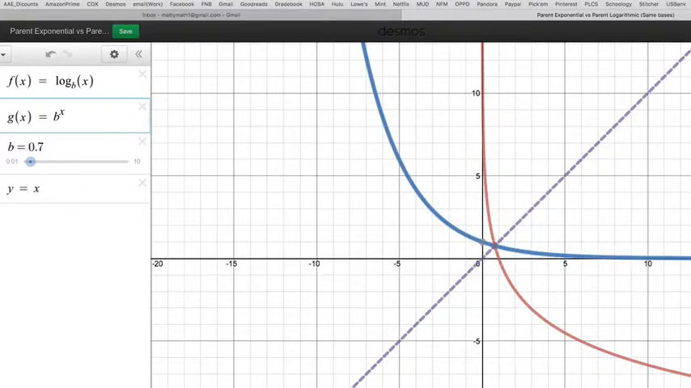Our logarithmic graphs, instead of coming from the bottom up, come from the top down. And it confuses a lot of people, so I just want to mention that here. They come from the top down, okay? And it plays off as kind of an x-axis reflection, whereas this was a y-axis reflection.